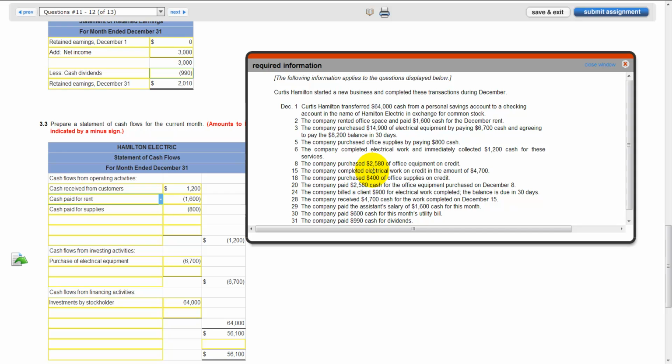On the 8th, the company purchased $2,580 of office equipment on credit. Credit, not cash. So for at least this transaction, I'm not going to do anything right now.